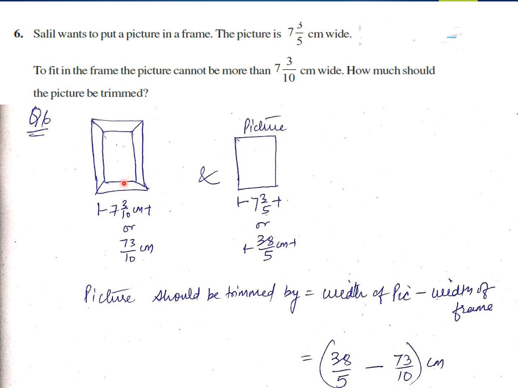To fit the photo, you have to cut some centimeters. To find that, what do you have to do? The picture should be trimmed by the width of the picture minus the width of the frame. That is 38 upon 5 minus 73 upon 10. Obviously, if this is larger, this complete width minus this width will give us the amount to be cut.